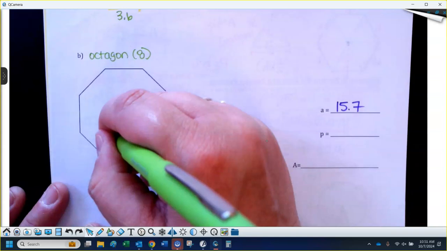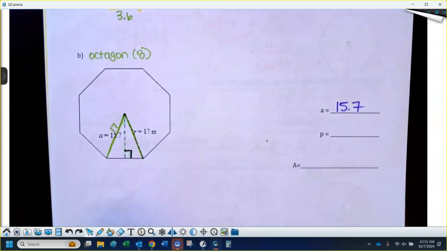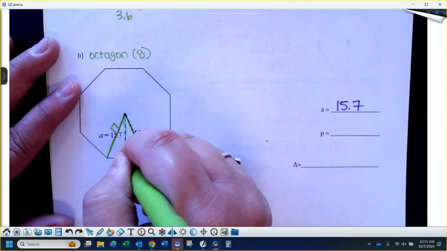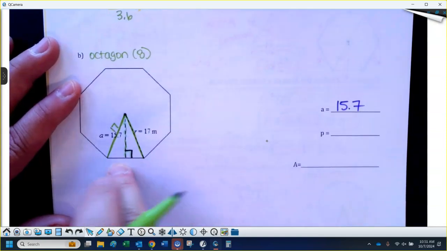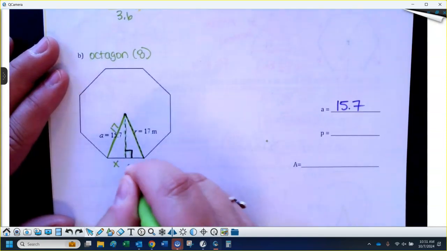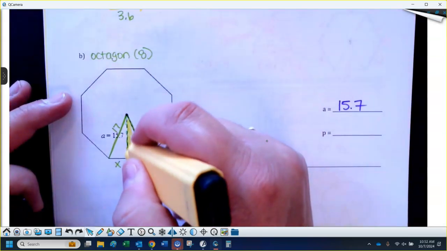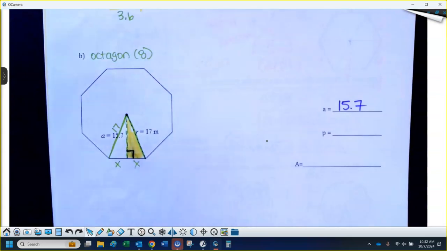The radius here would be 17. The apothem, that 15.7, would be the little dotted line. Okay, now here's what I'm going to do. I know if I draw that little dotted line, it should split that side of the figure into 2 equal pieces. So you can use whatever variable you want. I'm just going to use x. Let me color what I'm doing. I'm going to use this to help me find the side length for each of the sides in this octagon.